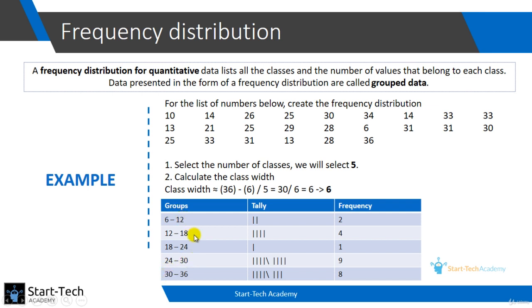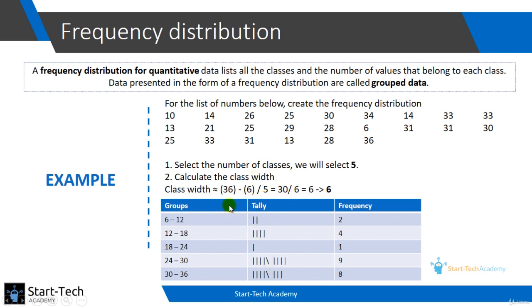Once we have created these classes, we have to start assigning each number to these classes. So I will go through the numbers one by one and add a mark to whichever class that number belongs. For example, I start with 10. 10 belongs to this class, so I add a mark here. Then there is 14. 14 belongs to this class, I add a mark here. I go through all these numbers and continue adding marks.